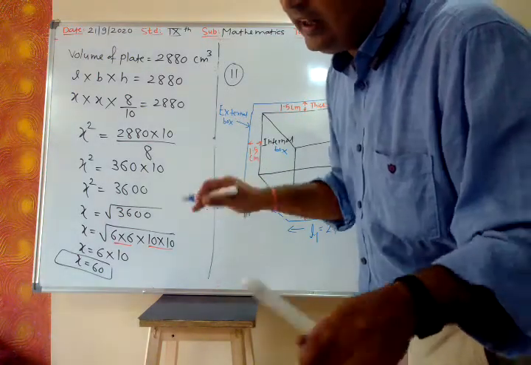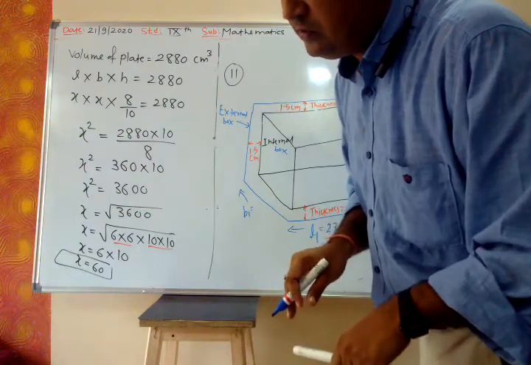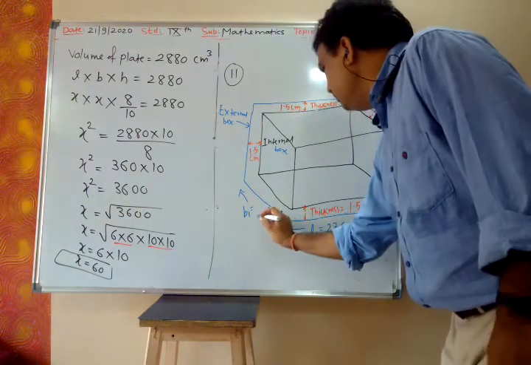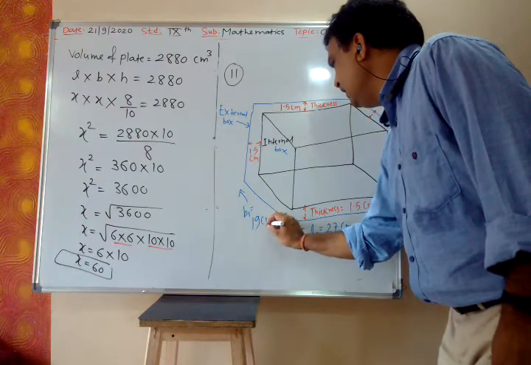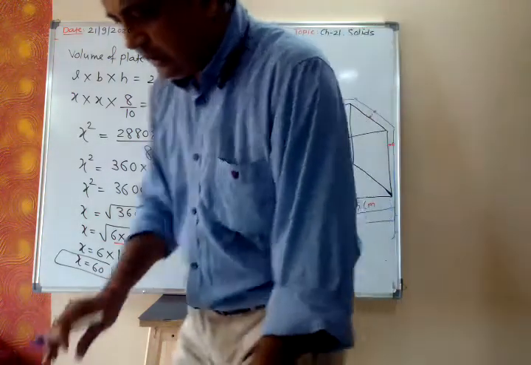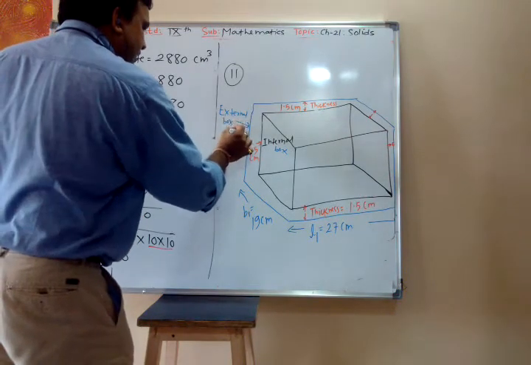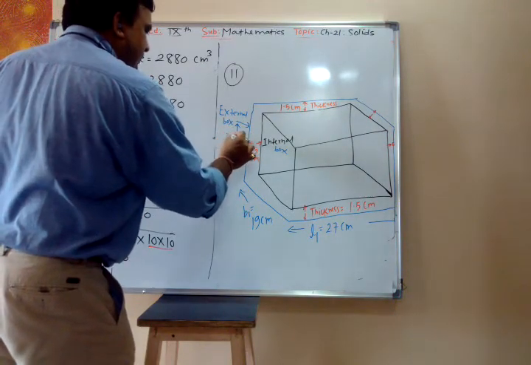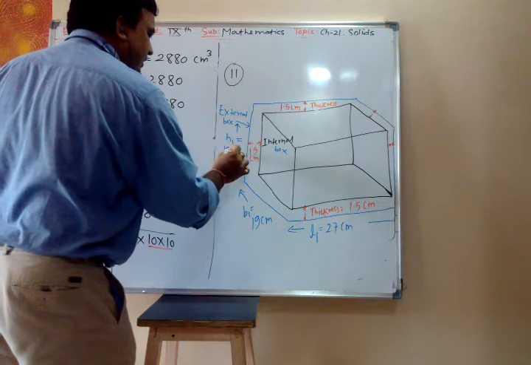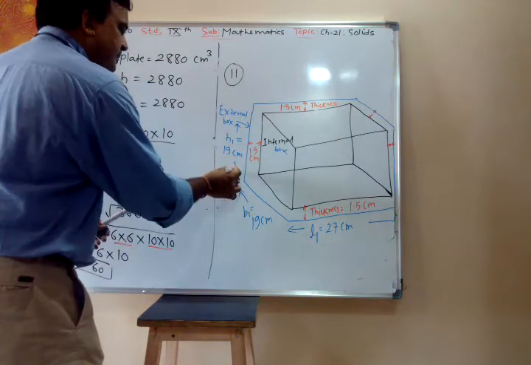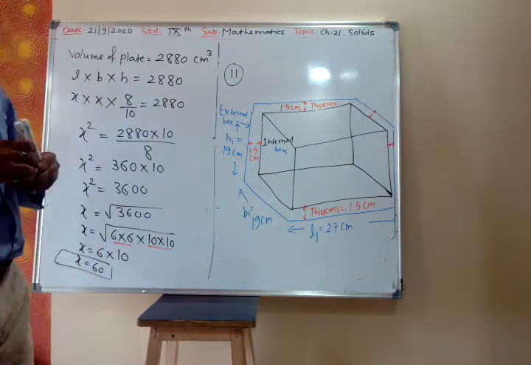Because for inside and outside we take different dimensions, no? Then breadth is 19, and L2. And height is 11 centimeter. For external: L1, B1, H1, that is 19 centimeter. External dimension is given.